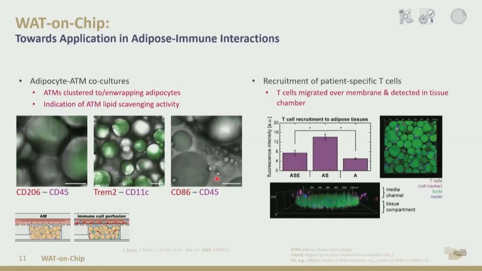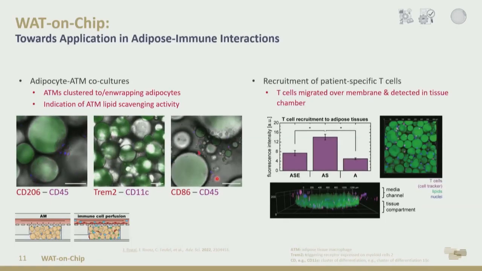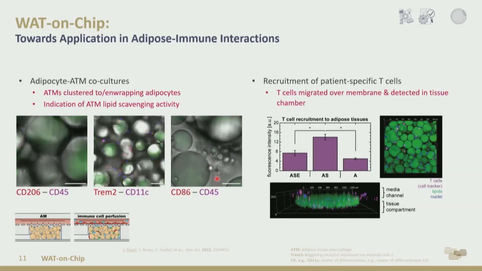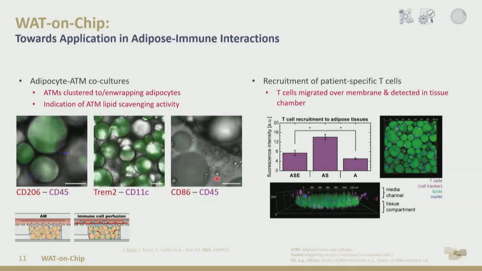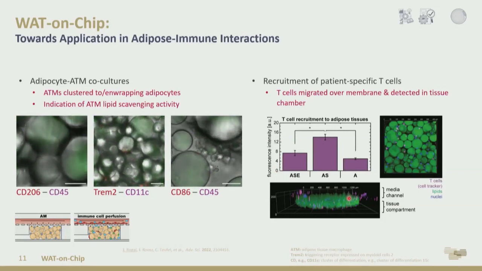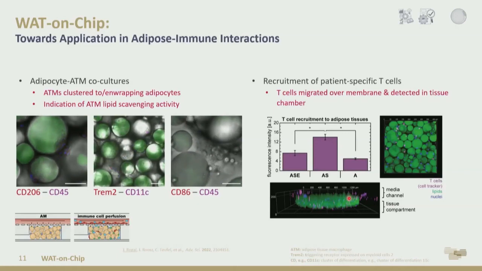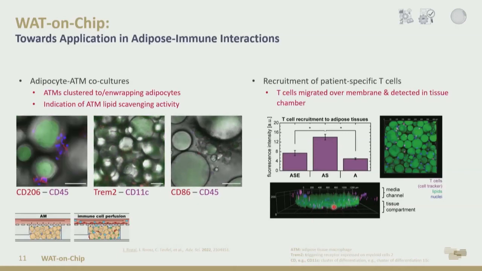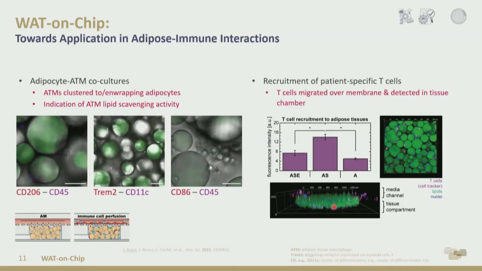Concerning our model's capability to reflect adaptive immunity, we perfused T cells through our media channel, and we could indeed find that these T cells were recruited to the tissues in the tissue chambers. And with that, we have reached the final complexity of our WAT on chip model.